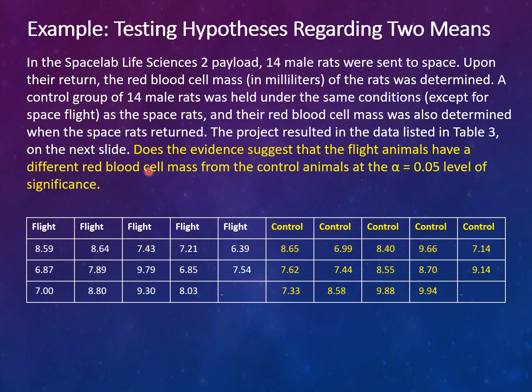So we can see that just from this statement at the end that we're talking about a two-tailed approach, because we're just asking if they have a different, not if the flight rats are greater than the control group or vice versa, or less than, etc. Okay.